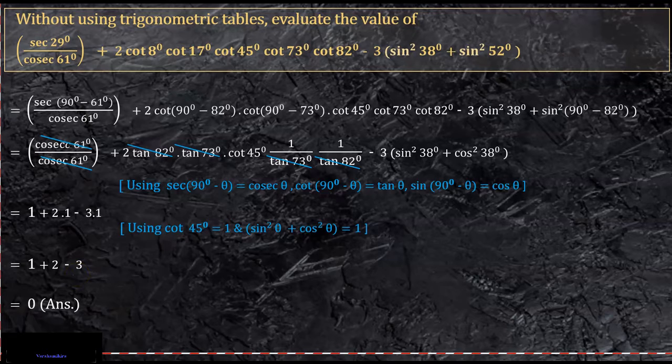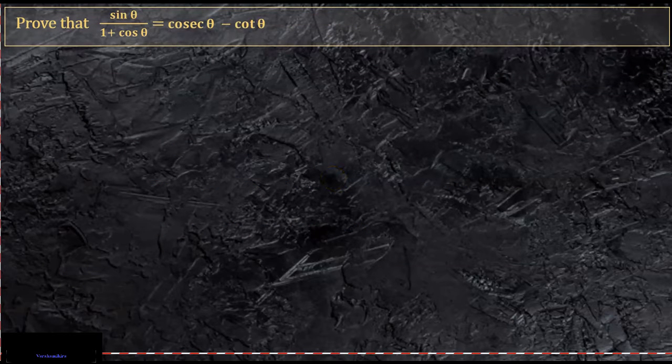Got it? The next one: sin theta by 1 plus cos theta equals cosec theta minus cot theta. Here there is a catch.